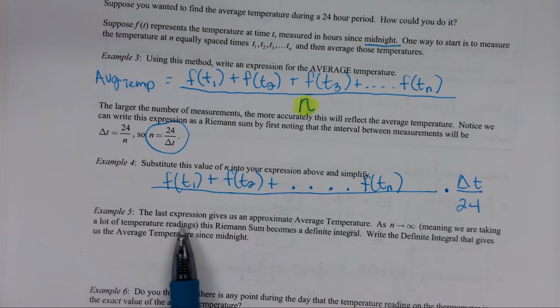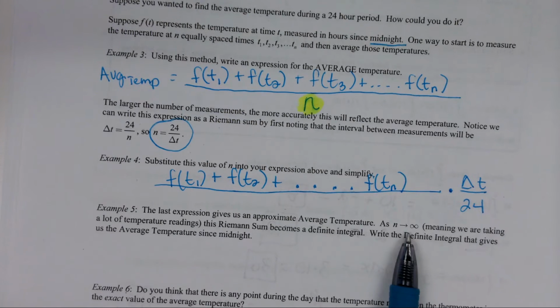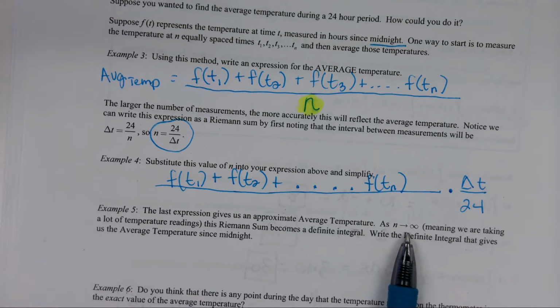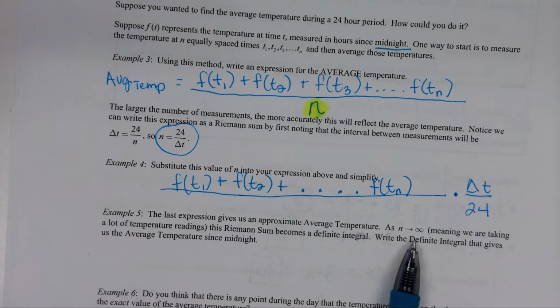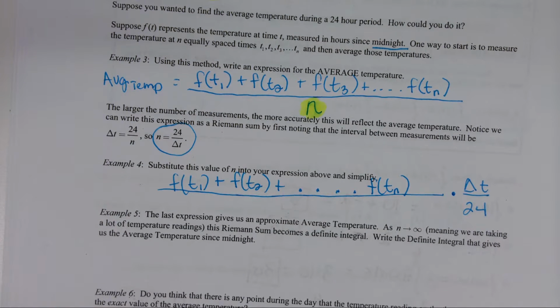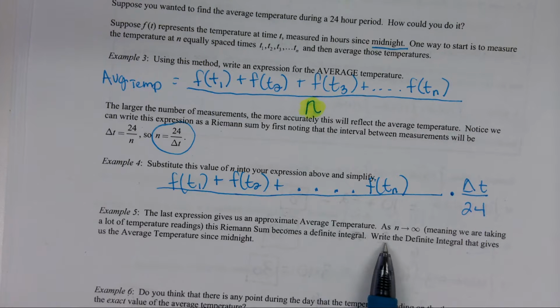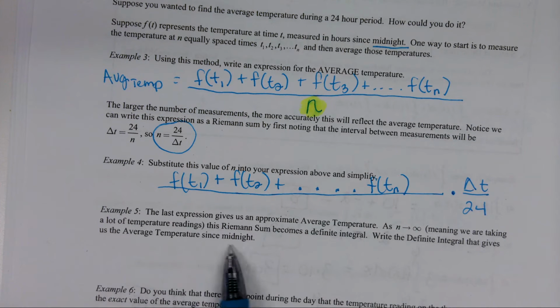This last expression gives us an approximate average temperature as n increases into infinity, meaning that we just said the more temperatures we get, the more intervals we make, that's going to be more accurate. This Riemann sum becomes a definite integral. Write the definite integral that gives us the average temperature since midnight.